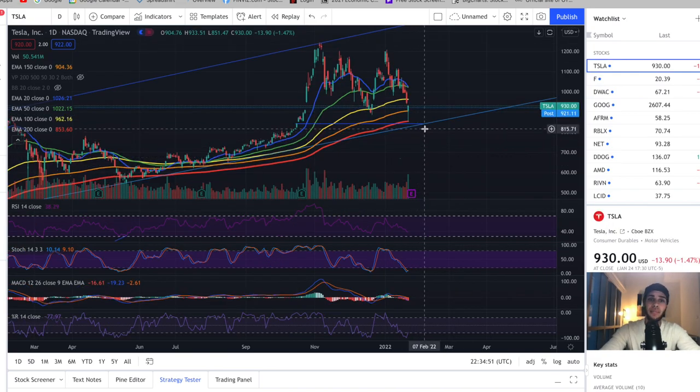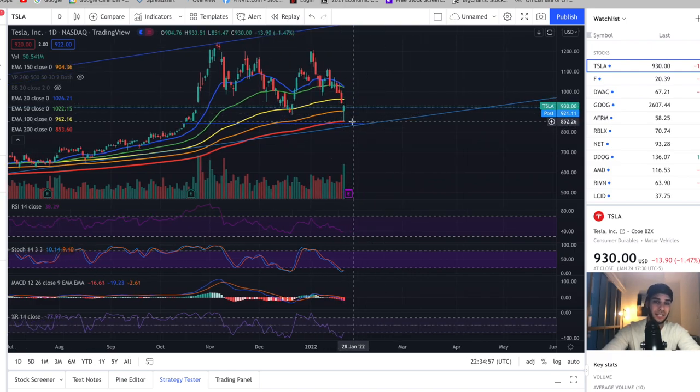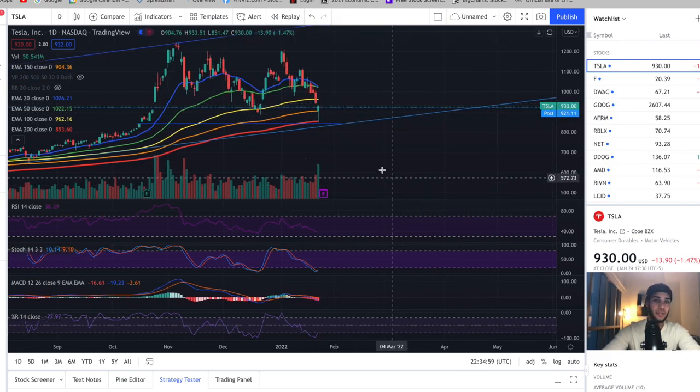Tesla stock, we came all the way down. We tested the 200 EMA at 853. We went down to 852 and then bounced back up. We were down 10% on the day at one point, and closed the day at 930, which was awesome.